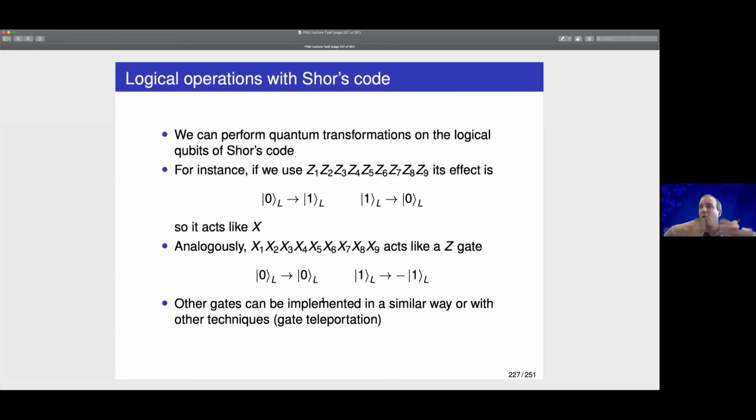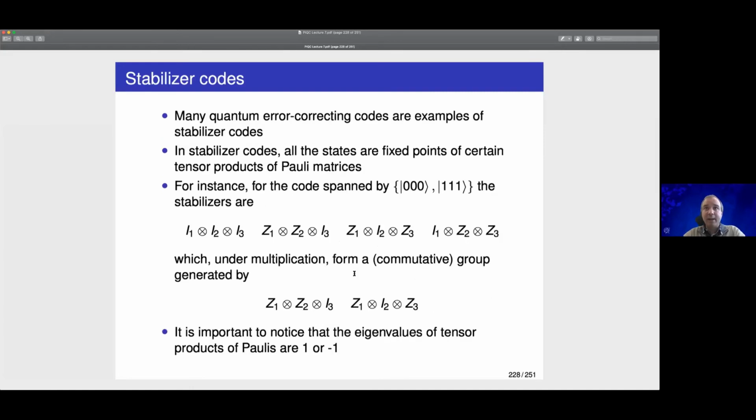But there are other techniques that you need to apply in order to implement these logical operations, also what is called magic state distillation. Well, there are several different techniques that you can use in order to obtain what we want, that is fault-tolerant quantum computation. Okay, I will talk about that in a minute.